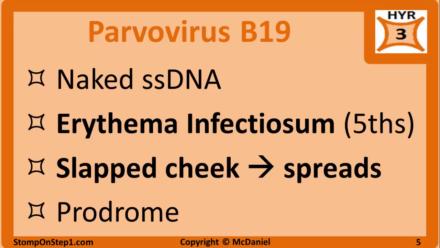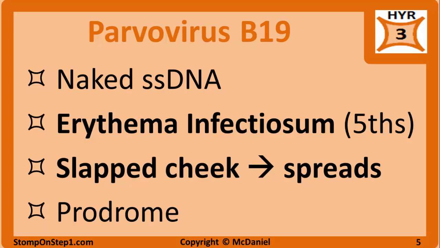Parvovirus B19 is a non-enveloped, naked, single-stranded DNA virus that infects the red blood cell precursors in the bone marrow. The most common presentation of Parvovirus B19 is Erythema infectiosum, or Fifth's disease, in school-aged children. This is when a child has a slapped cheek red rash on their cheeks that later spreads to the trunk and upper extremities. There can be a prodromal period of fever, fatigue, and upper respiratory symptoms lasting for a few days before the appearance of the rash.